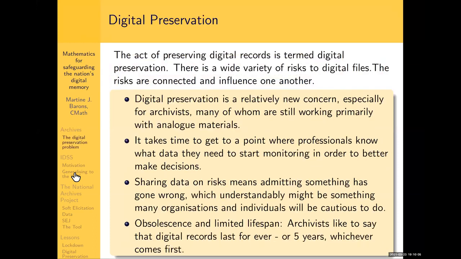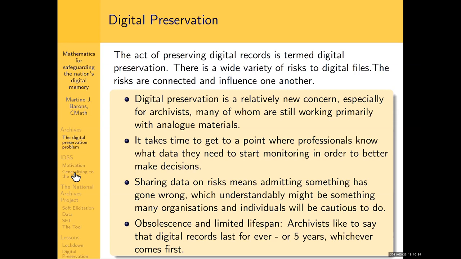So quite obviously, the act of preserving digital records is called digital preservation. And there's a wide variety of risks to digital things. Digital preservation is a relatively new concern. Many archivists are still working with analog materials and physical objects. They haven't really been sure what data to collect, where the risks were, how they might manage their risks.